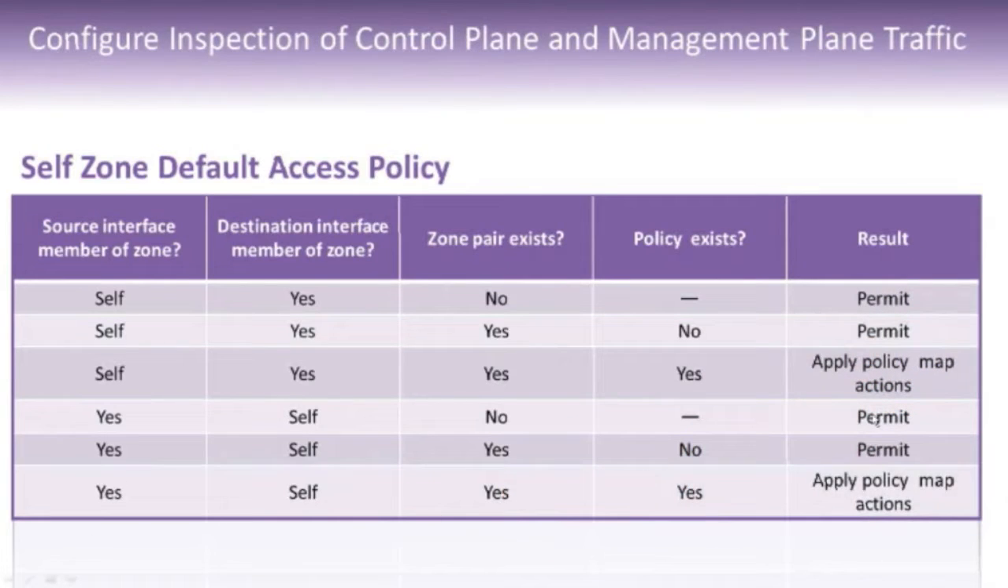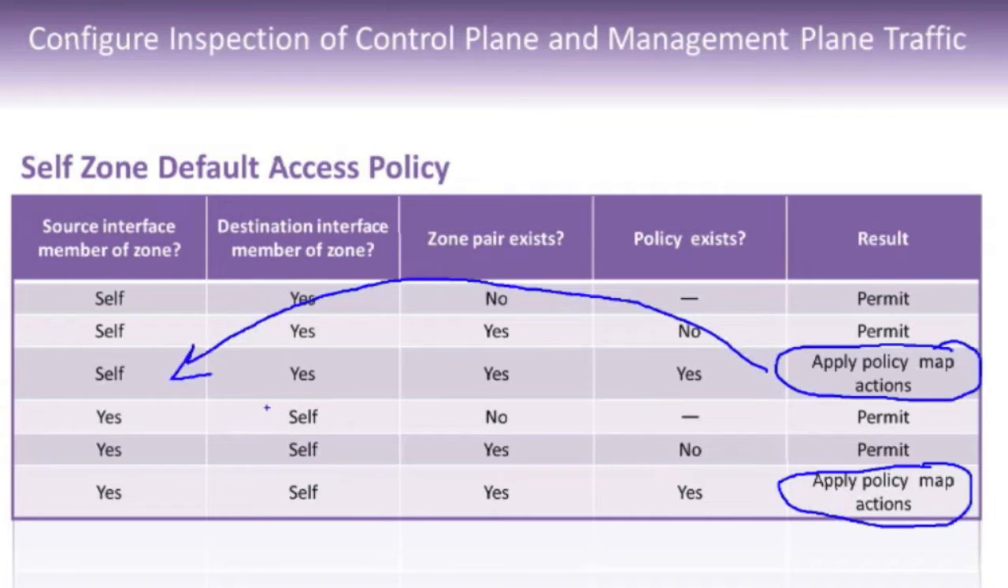We can indeed go in and apply policy map actions and allow them to take effect for traffic sourced from the SelfZone and for traffic destined to the SelfZone. So this big fancy chart tends to confuse a little more than it helps us, right? And there's our explanation of it. Look, by default, it's permissive going to the router and coming from the router. If we want to control the SelfZone in either direction, we can.